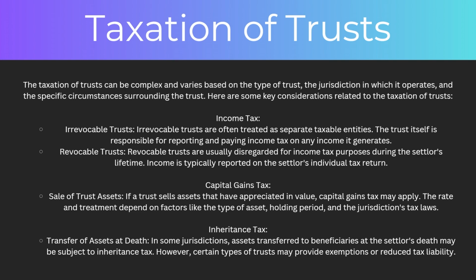Let's start with income tax. Irrevocable trusts are often treated as separate taxable entities. The trust itself is responsible for reporting and paying income tax on any income it generates. Revocable trusts are usually disregarded for income tax purposes during the settlor's lifetime. Income is typically reported on the settlor's individual tax return.